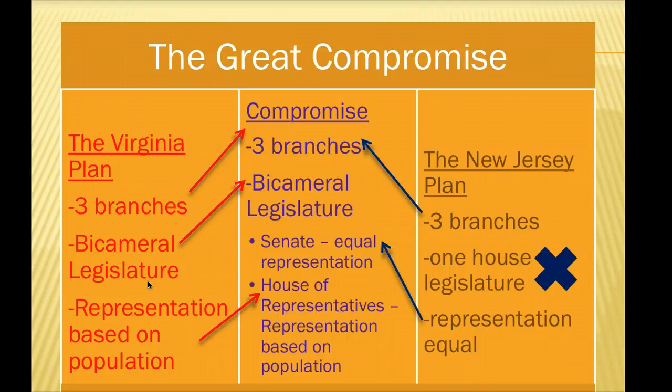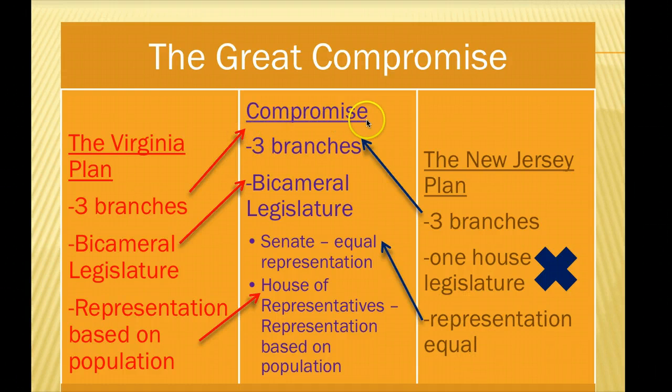Of course, this is going to outrage the smaller states, such as New Jersey. New Jersey agreed that 3 branches was needed, but it wanted a 1-house legislature, and it wanted representation to be equal for every state. Population size does not matter. Every state gets the same amount of power in their votes.